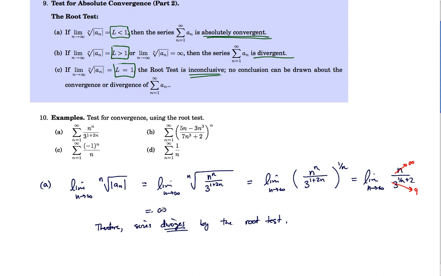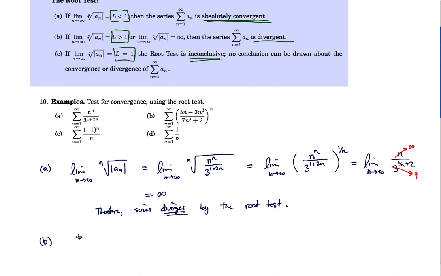And in this case, we have that the nth root of the nth term is blowing up. It's not going to 1. And so the terms aren't going to 0 fast enough. In fact, they don't even seem to be going to 0 at all. So the series diverges. And in this case, we had it by the root test. Let's look at the next example.